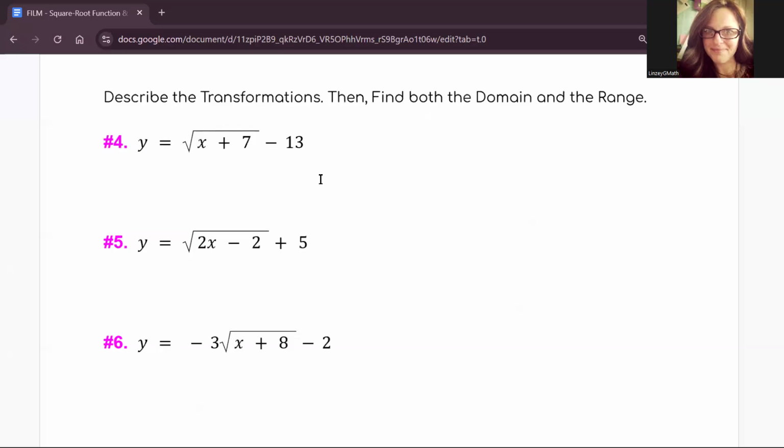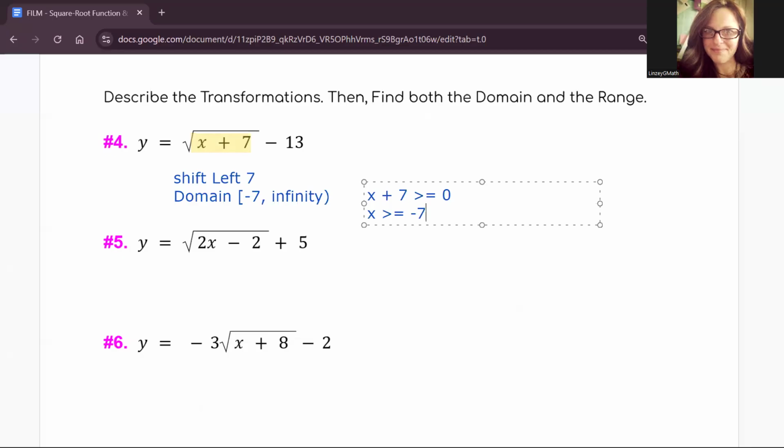All right, number 4. I see that I have x plus 7 underneath the square root. That's going to shift the graph to the left 7. So our domain will be bracket -7, infinity. Shifted the graph to the left 7. You can also set the radicand greater than or equal to 0 and solve. X is greater than or equal to -7.